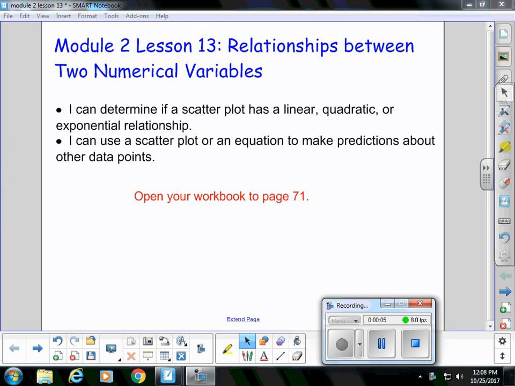Module 2, Lesson 13, Relationships between two numerical variables. I can determine if a scatter plot has a linear, quadratic, or exponential relationship. And I can use a scatter plot or an equation to make predictions about other data points. Open your workbook to page 71.